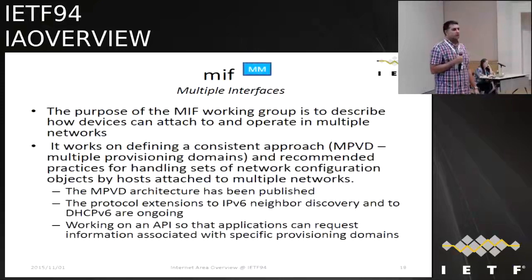So MIF is another major effort, really. This has never been worked on in the history of the internet. So if you have two interfaces on your computer or your phone, right? Most phones have two different interfaces.